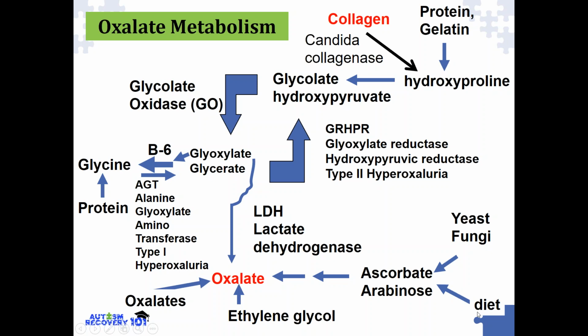Soy, spinach, nuts, nut butters, berries, and berry juice tend to be fairly high on the oxalate list. And we'll talk more about oxalates when we get to the module on diet. I also mentioned candida. Candida, in addition to some of the other enzymes, also produces an enzyme that breaks down collagen. Collagen is what helps make up the connective tissue and the skin, etc. And so that can break down and feed into this oxalate pathway as well.